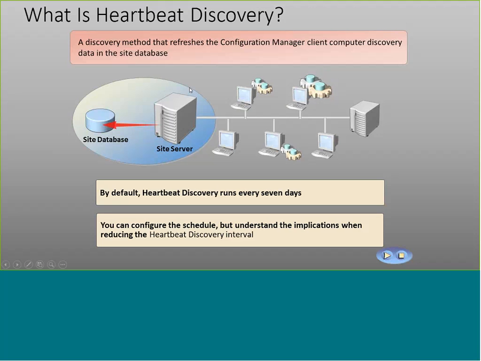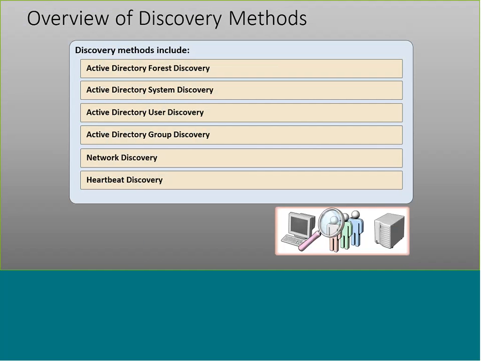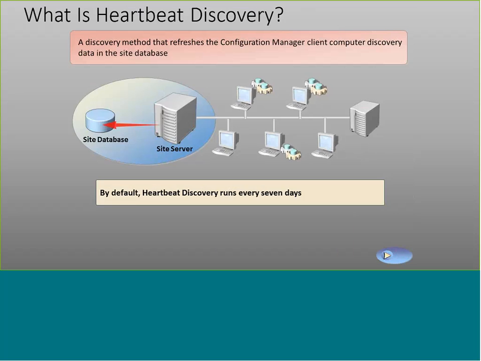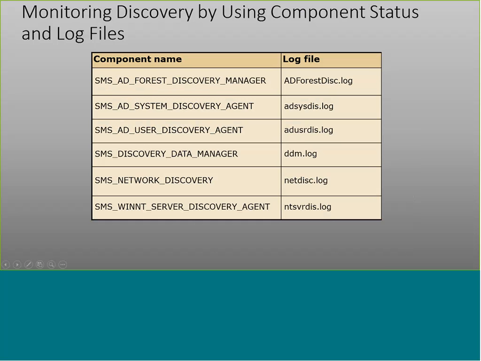So remember that we have these 6 types: forest discovery, system discovery for all computers, user discovery for users, and group discovery for groups, network discovery for topology and all the non-Microsoft assets as well, plus Microsoft assets, and hardware discovery. So the log files are also named according to that. So forest discovery, system, user, and data, that's for, yeah.